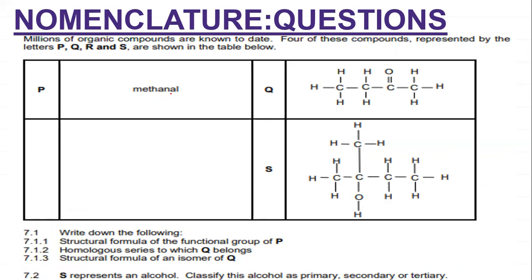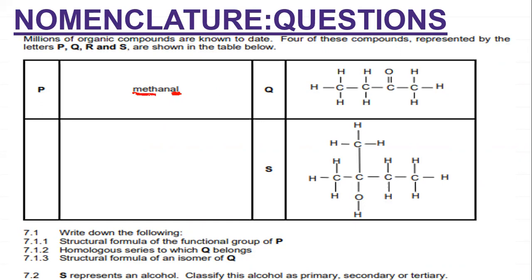It says methanal. So when it's methanal, I look at this "al". When I see this "al", already I know this "al" is the suffix of an aldehyde. So as it is, already I know that compound P is an aldehyde. Why? Because it ends with "al". So then I know that this is an aldehyde. The "meth" part tells me that it's an aldehyde with one carbon. So the "meth" represents that there is one carbon.